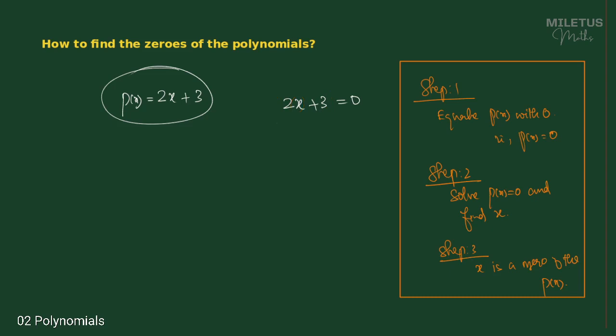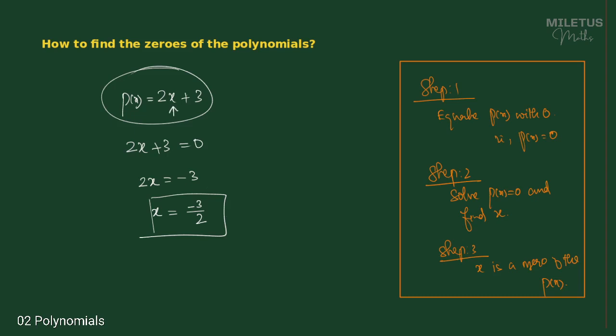So let's find the zero of this. That's step 1. Now we can write 2x equal to, I can bring this to this side, so that is minus 3. Now x equal to, you see 2 is multiplied with x, so I should divide on the right hand side. That means the x value is minus 3 by 2. And what does that say? That says if you substitute minus 3 by 2 in place of x, you will get 0.